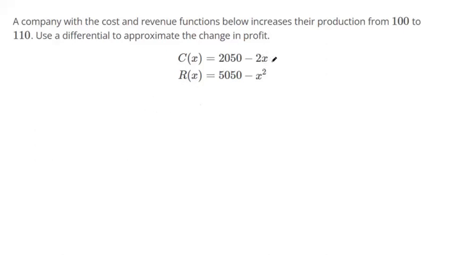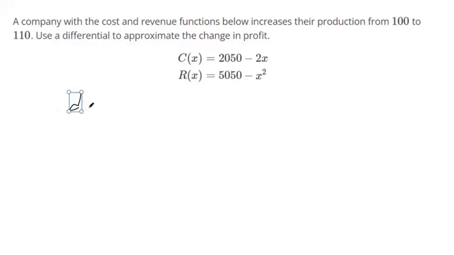A company with a cost and revenue function increases their production from x equals 100 to x equals 110. We're going to assume that x represents the number of items they're producing. We're supposed to use a differential to approximate the change in profit. So a differential is when you're talking about the dx and dy terms here. So in this case, we're talking about the differential to approximate the change in profit.